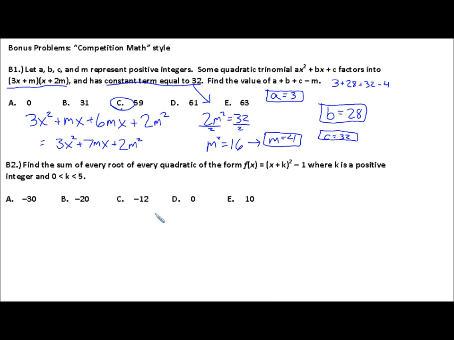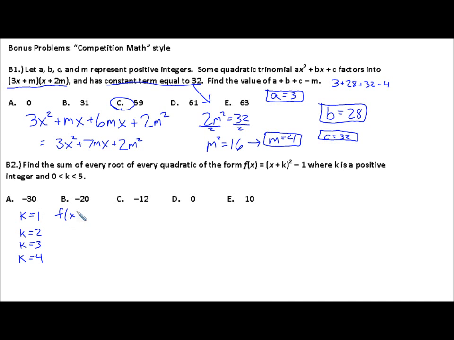Number 2 says, find the sum of every root of every quadratic of the form f of x equals x plus k squared minus 1, where k is a positive integer and k is between 0 and 5, non-inclusive. We're not including the values of 0 and 5. So we can actually find all these roots and just add them up. We don't have very many values for k. So k could be 1, k could be 2, k could be 3, and k could be 4. It couldn't be 0 or 5 because it doesn't say less than or equal to. So these are the only quadratics we need.